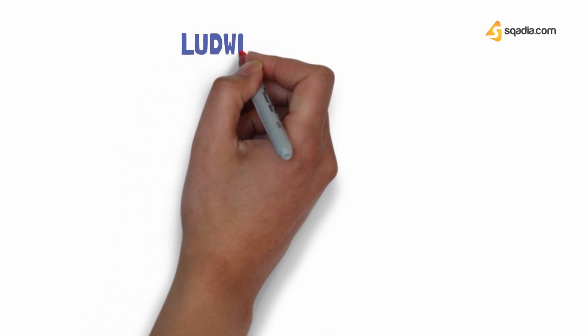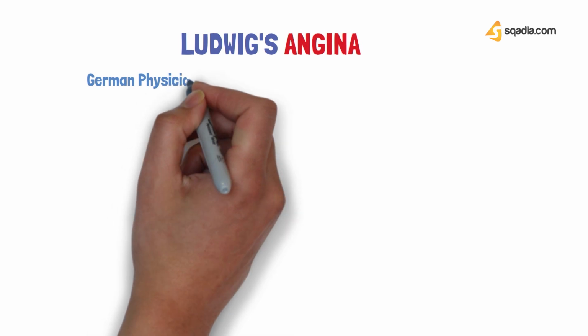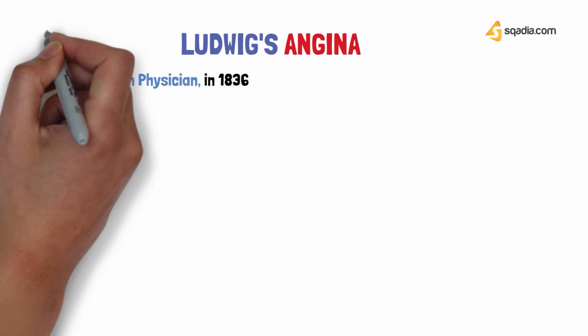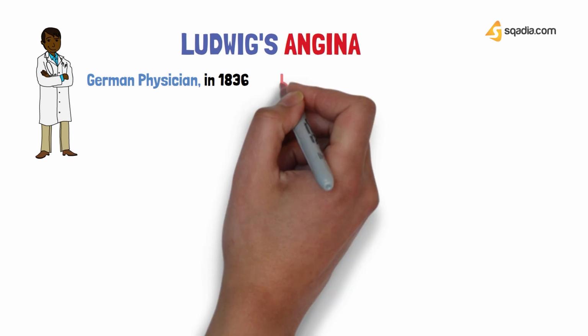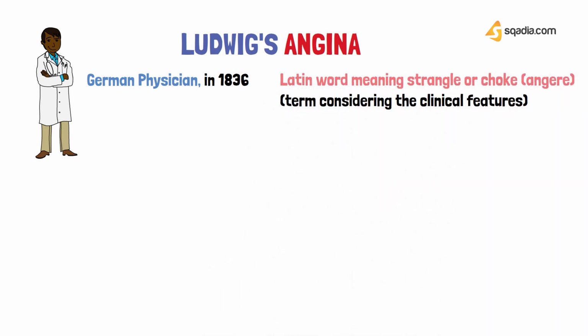Hey guys, today we'll be talking about the other kind of cellulitis known as Ludwig's angina. Ludwig is the name of a general physician who discovered the severity of the disease in 1836, whereas angina is a Latin word meaning strangle or choking. This term refers to the clinical features associated with Ludwig's angina that we will see in the video.